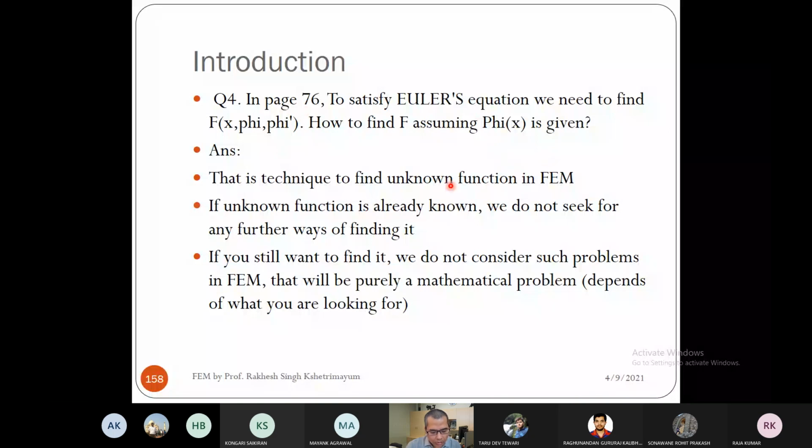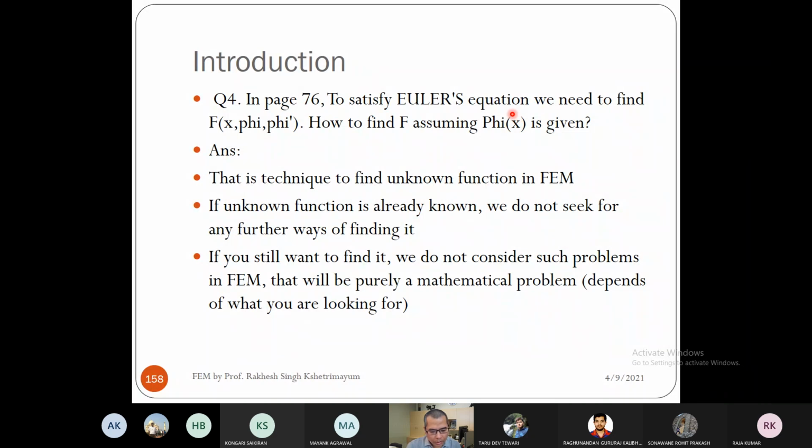See, there are two methods here. One is the direct method, one is the indirect method. In the direct method, we can use Galerkin's method of weighted residuals and directly find the PDE along with the boundary conditions and find phi, which is the unknown function.